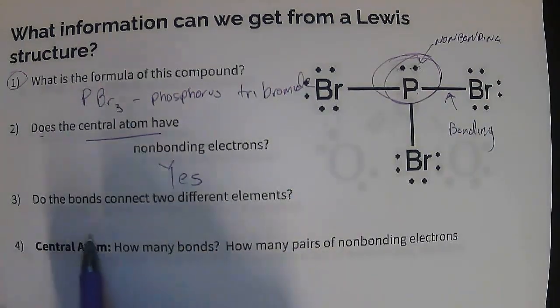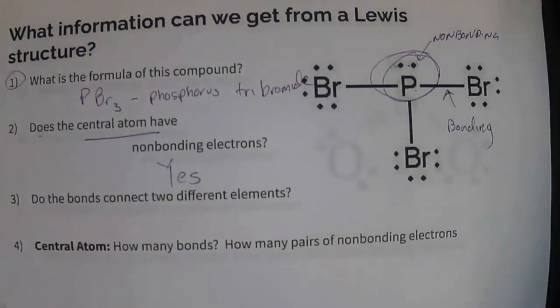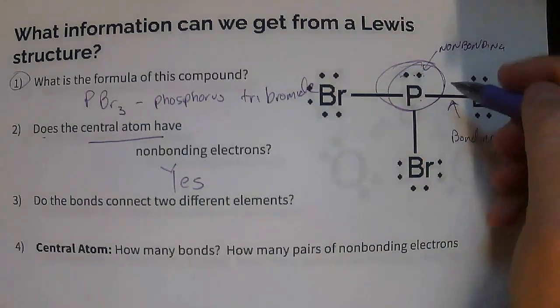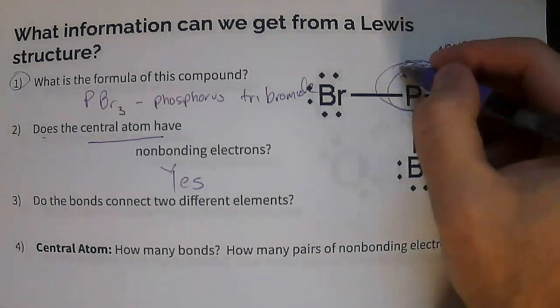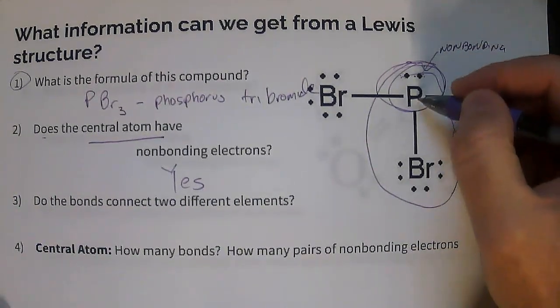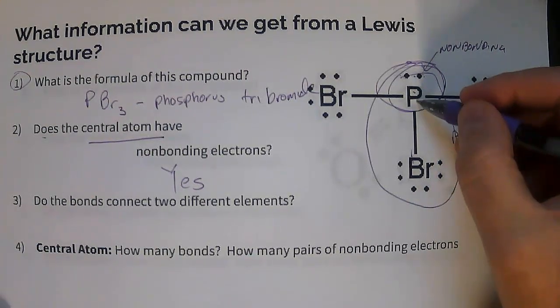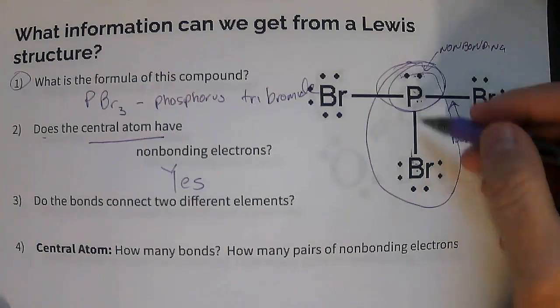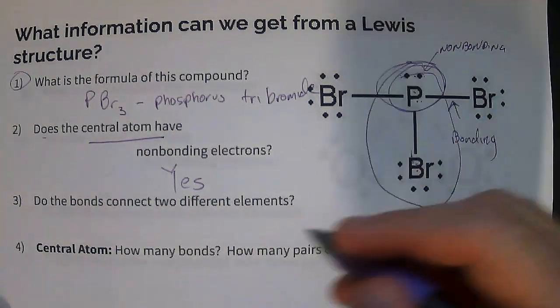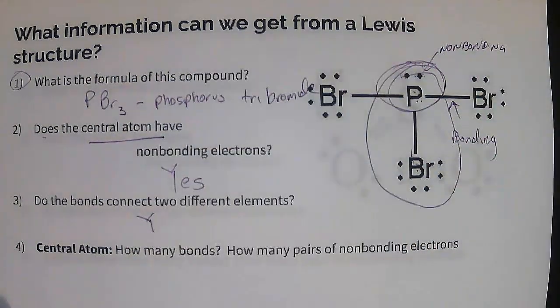Now, do the bonds connect 2 different elements? What we're doing is looking at each side of a bond. Let's just pick this bond here. We're looking at each side of the element. Does this bond 2 different elements? Is this element different from that one? So the answer is yes.